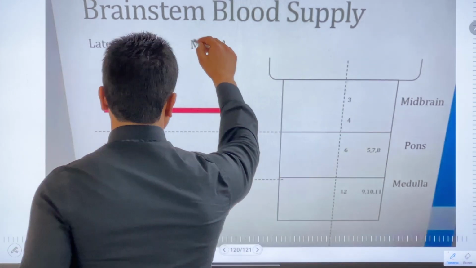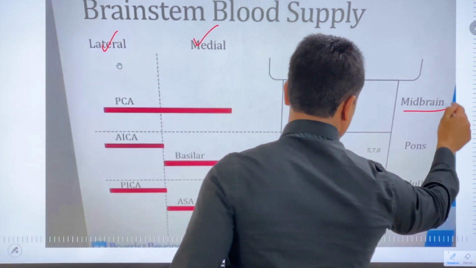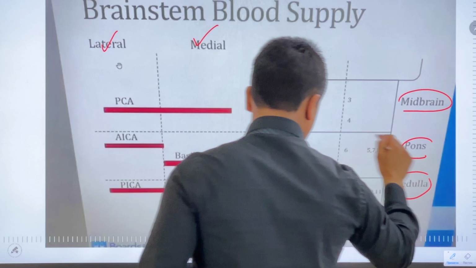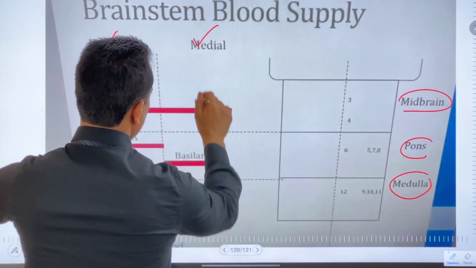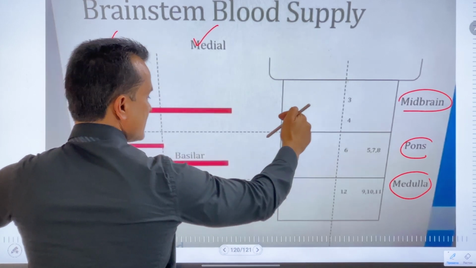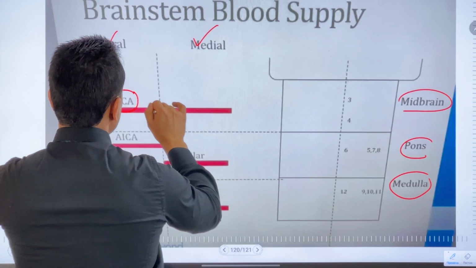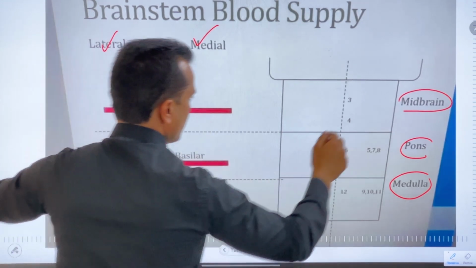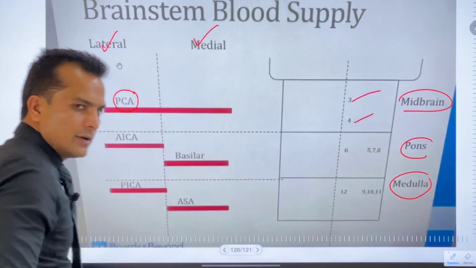So this is the medial side, guys. This is the lateral side, and this is your midbrain, pons and medulla. In the midbrain, I have told you there is the PCA artery. So the midbrain territory is receiving blood through the posterior cerebral artery, which is a branch of the basilar artery. The 3rd cranial nerve and 4th cranial nerve both originate from the midbrain.